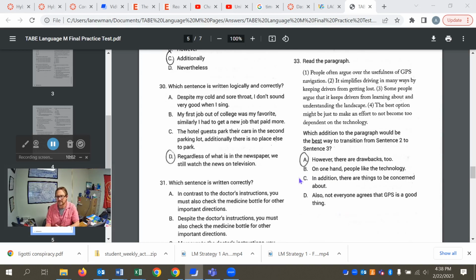33, which addition to the paragraph would be the best way to transition from sentence 2 to sentence 3? And it's A. However, there are drawbacks too, so showing opposition between advantages and disadvantages.